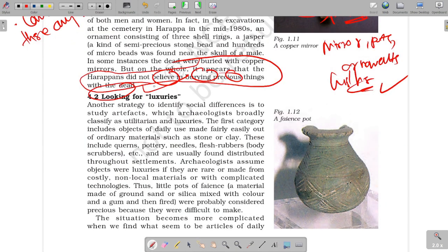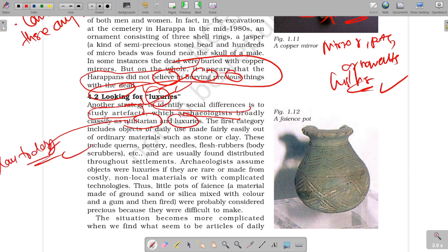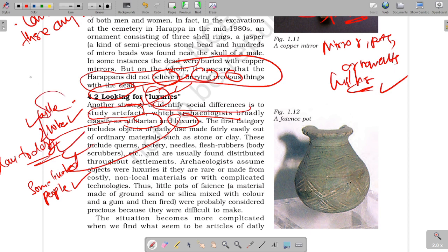Now, looking for luxuries, guys, one strategy to identify social differences is to study artifacts. Basically, archaeologists classify them into utilitarian and luxuries. Utilitarian means day-to-day things, and luxuries means things that only some limited people have. Like a car today is a luxury, but a bicycle and a two-wheeler are utilitarian at some level. So these were the two basic categories for identifying social differences by studying artifacts.